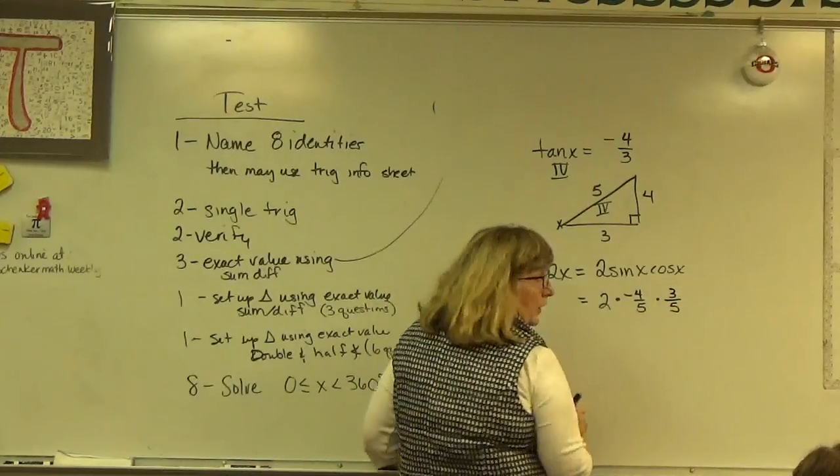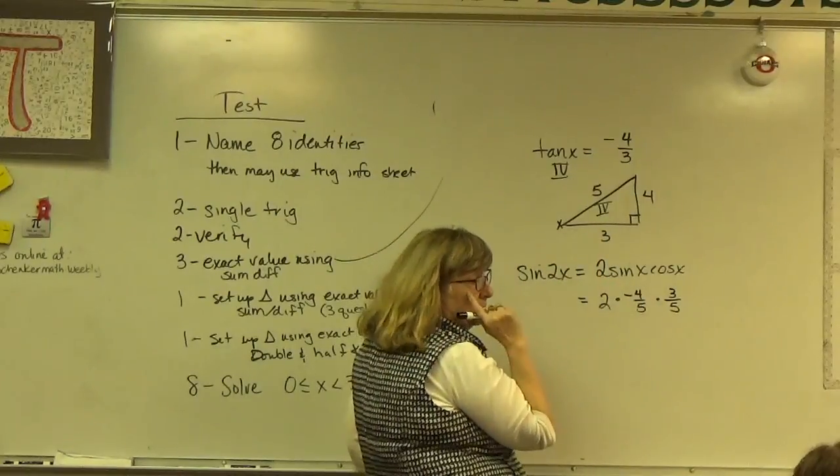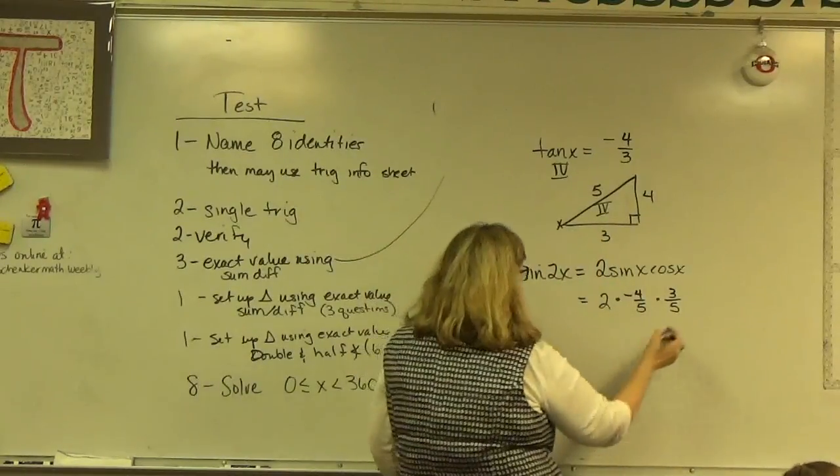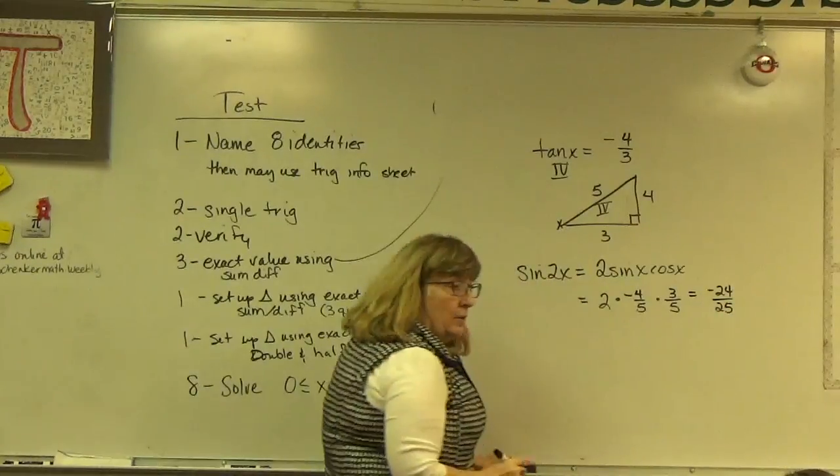And is it positive or negative? 3 over 5, and it is positive. Positive. Because in the 4th quadrant cosine is positive. So our answer ends up being negative 24 over 25.